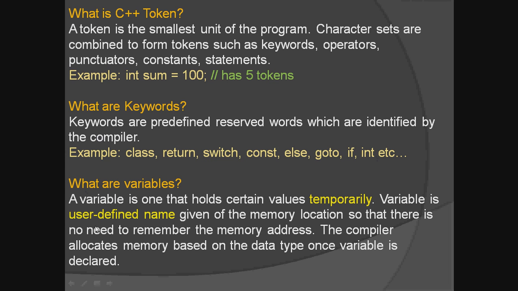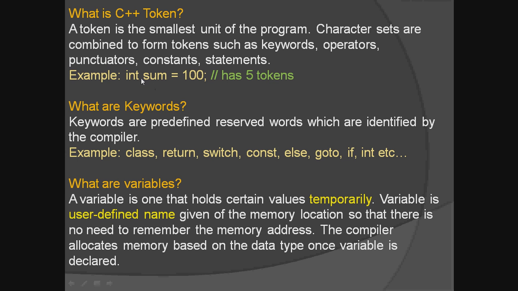Next comes the important one, that is what are variables. A variable is one that holds certain values temporarily. Keep in mind that it does not hold the value permanently but temporarily. So what is a variable? It is a user defined name. Now keywords are predefined, this is user defined.